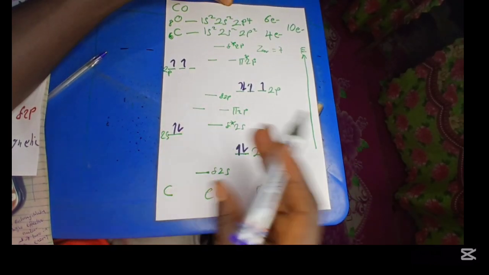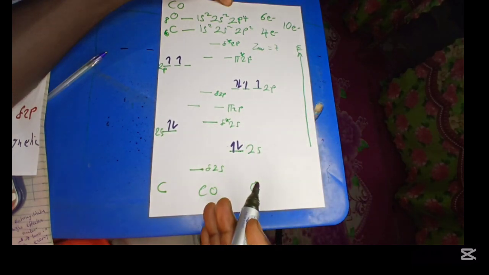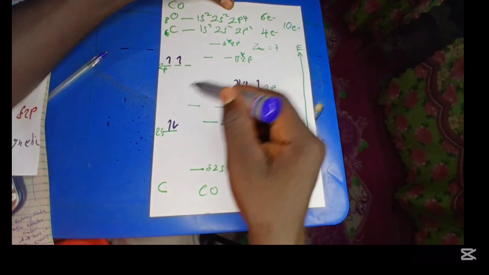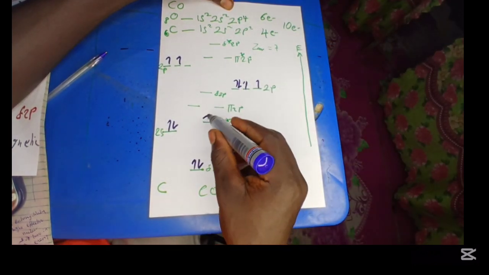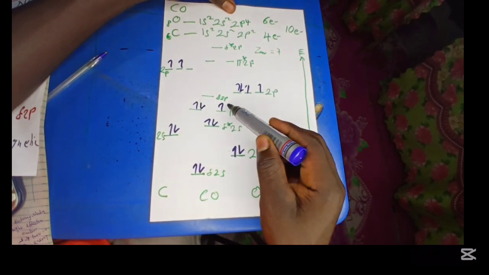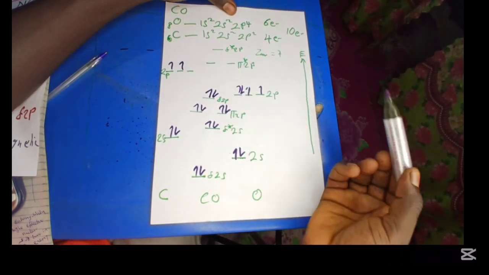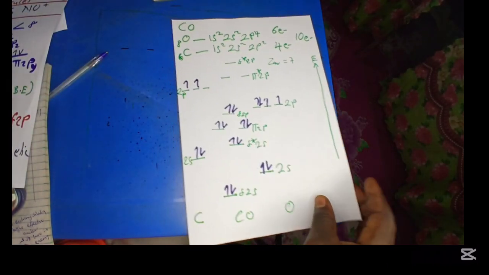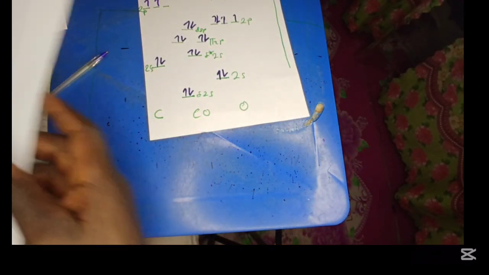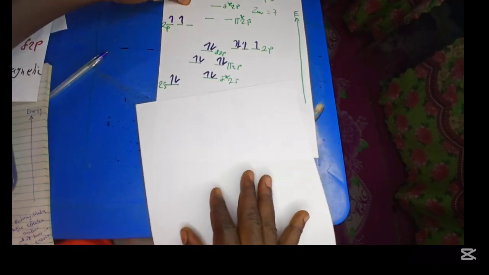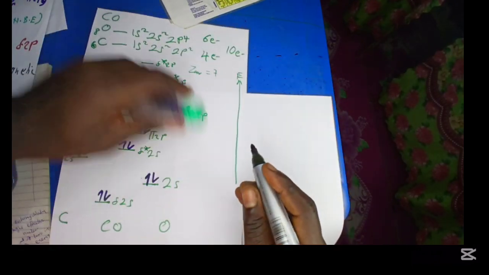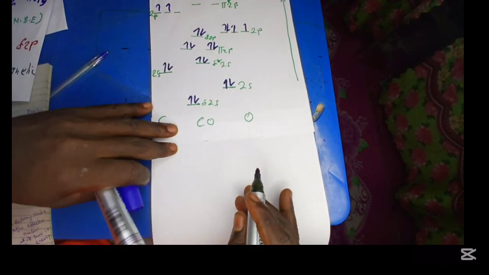And now, when we are done with this, we have to fill the molecular orbitals. We have a total number of 10 electrons. So let's start filling: 1, 2, 3, 4, 5, 6, 7, 8, 9, 10. So now we are done filling our orbitals with electrons. The next thing we have to do is to calculate the bond order.